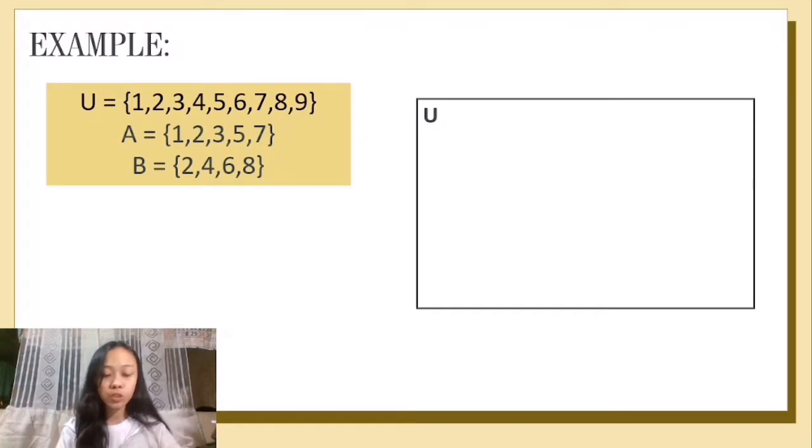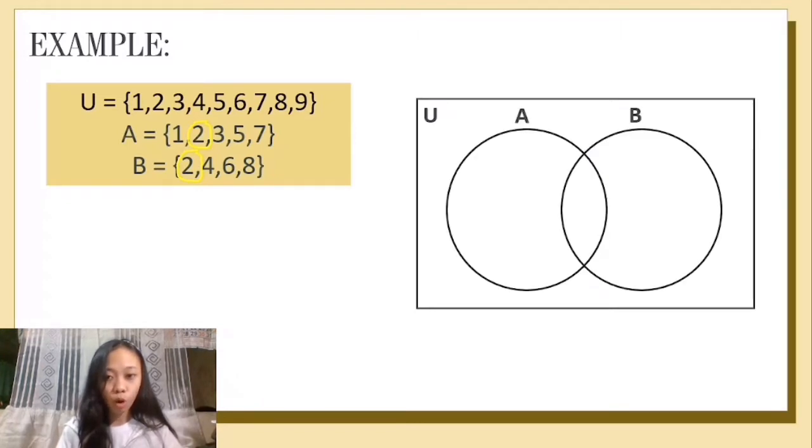Since we have two sets, set A and set B, and as you can see, we have here a common element. So ano yung common element kay set A at kay set B? We have number 2. So ibig sabihin, yung element na meron kay set A and set B, as you can see, we have a common element. So this is a joint set. Meaning, we will have here two overlapping circles.